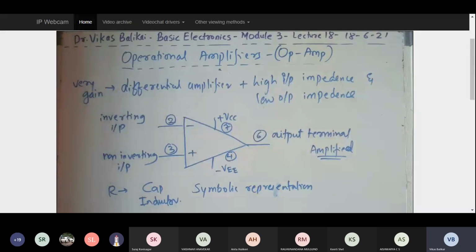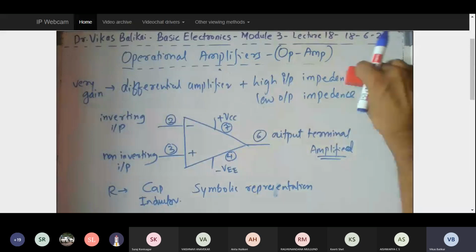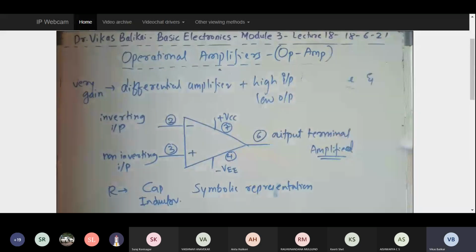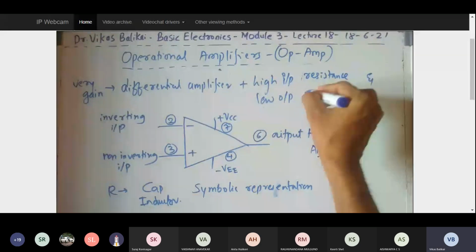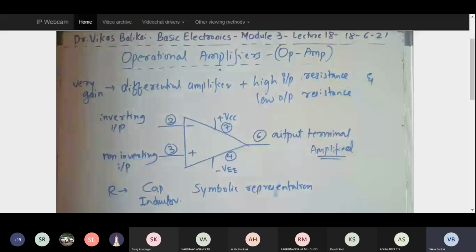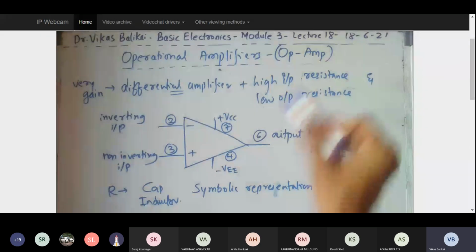But in simple terms, for the time being I can just say input resistance only, because I'm not dealing with any capacitor and inductance right now. Since I'm dealing with resistance most of the time, let me keep it as resistance. So basically, an operational amplifier is a differential amplifier. Why do I call it a differential amplifier? Because it is going to consider the difference between its inputs, and it has very high input resistance and low output resistance, and it is of very high gain.